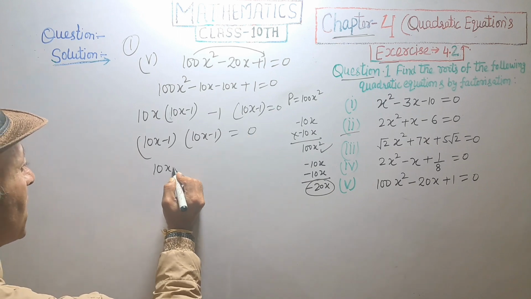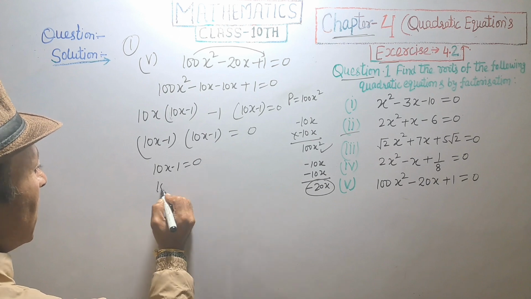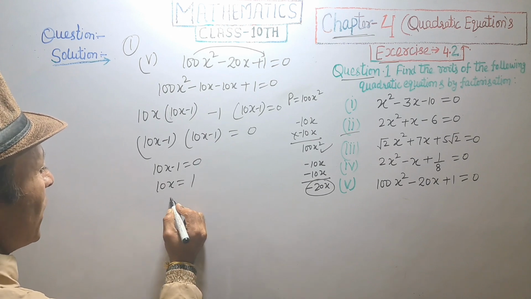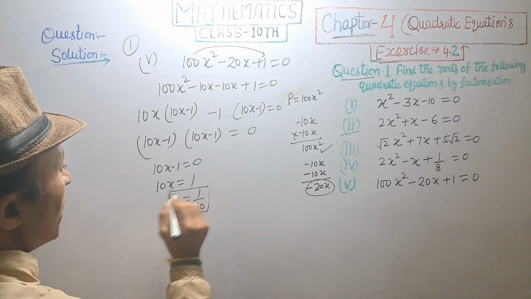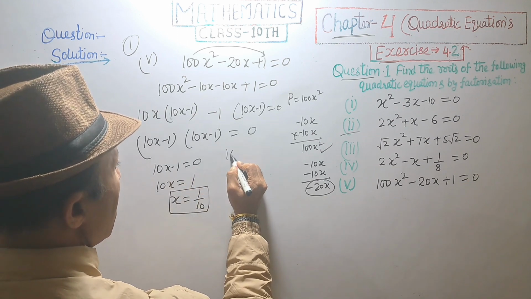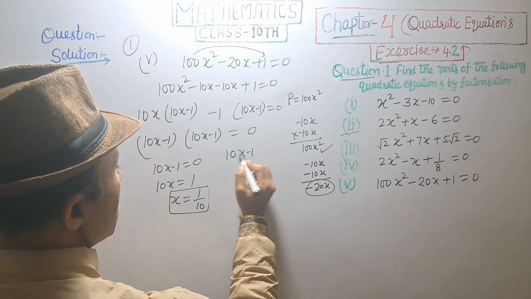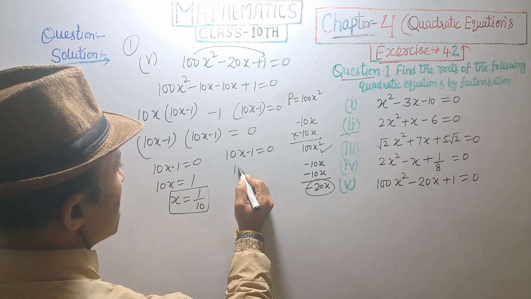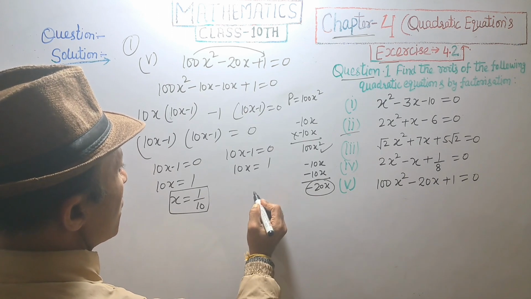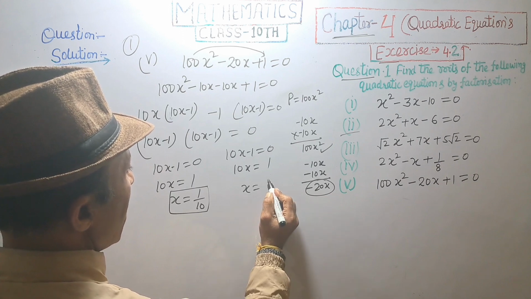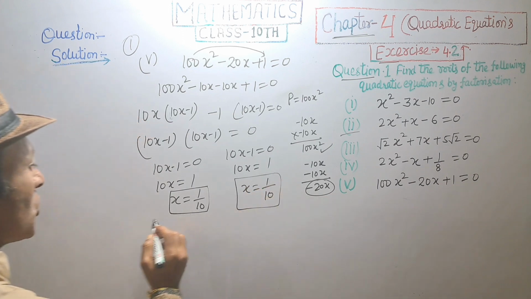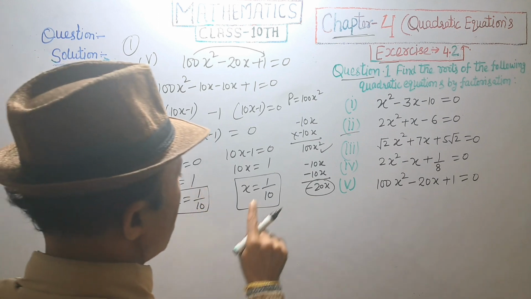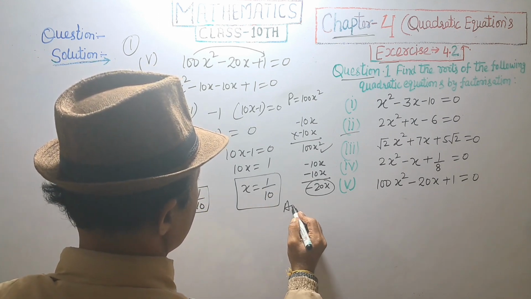So 10x minus 1 is equal to 0, 10x is equal to positive 1 and x is equal to 1 upon 10. One root is 1 upon 10, and for another root, 10x minus 1 is equal to 0, 10x equal to positive 1, and the other root is also 1 by 10. So x equal to 1 by 10, 1 by 10. Answer.